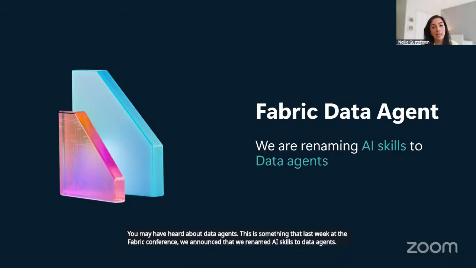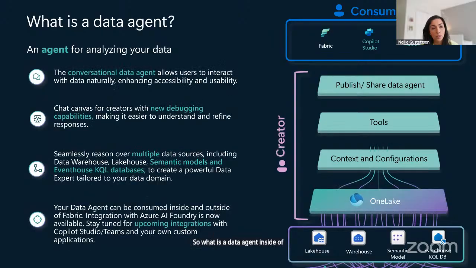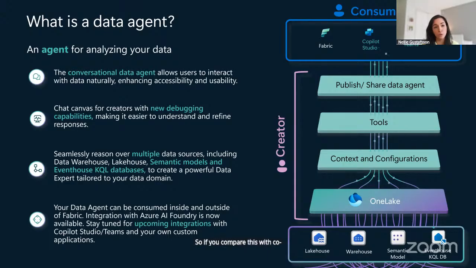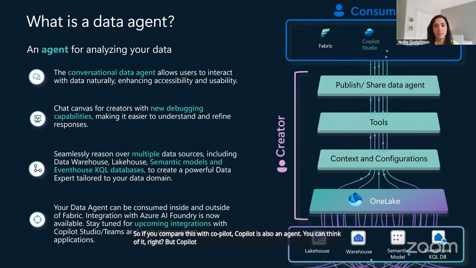So what is a data agent inside of Fabric? Well, it is a conversational agent that essentially today helps to get insights about data, right? But this is something that you have to create, curate, and configure, right? So if you compare this with Copilot, Copilot is also an agent, you can think of it, right? But Copilot is something where Microsoft is essentially doing the prompt engineering and the configuration to get the agent to do what we want it to do, help with certain tasks.